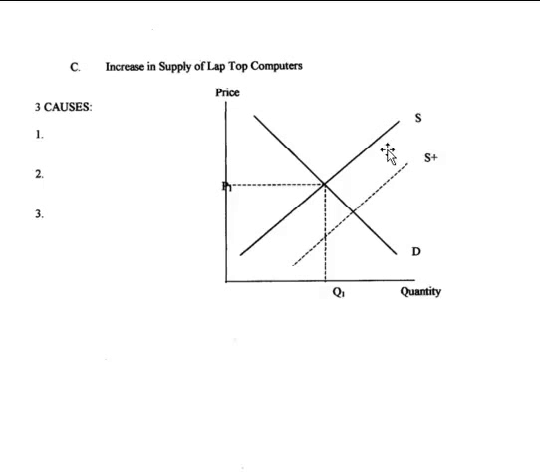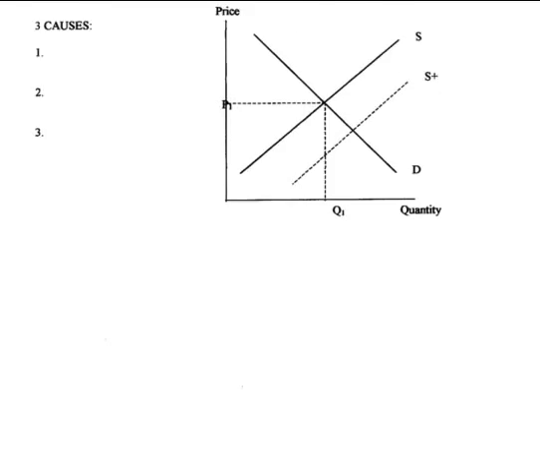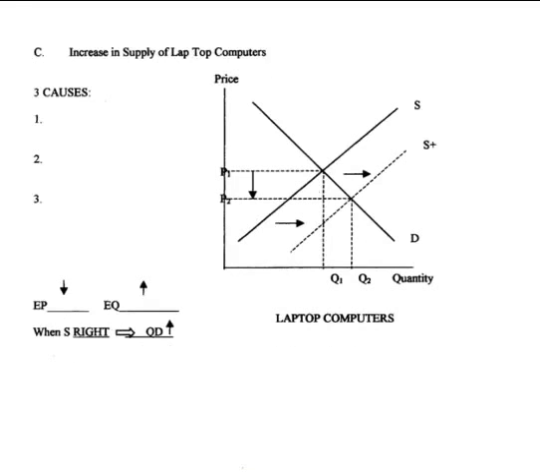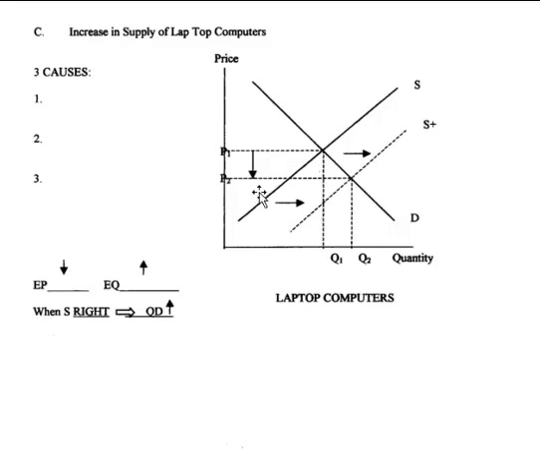Then what you need to do is kind of ignore the old one. Find where that new one intersects the demand curve. Go straight down. That's going to be Q2. Go straight over, and that will be P2. So let me show a slide with that information. Now, here's my new supply curve, shifted over to the right. Price has fallen. You'll notice that quantity has gone up.